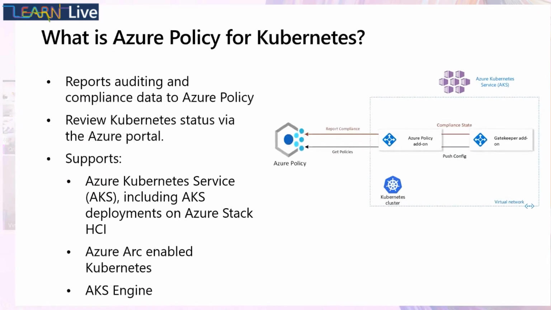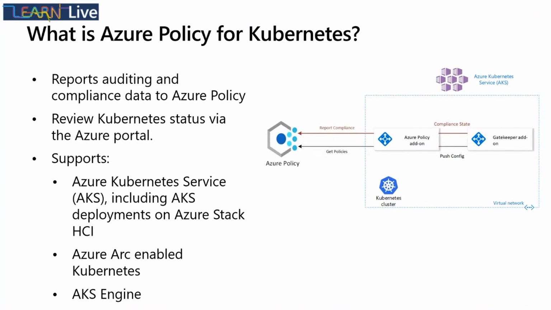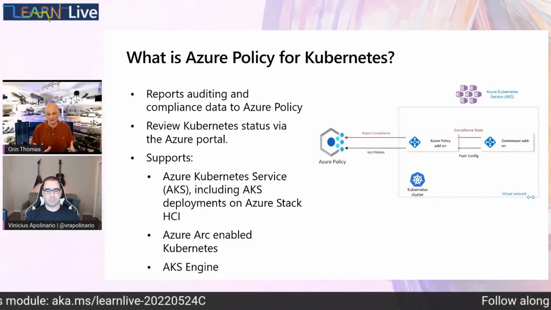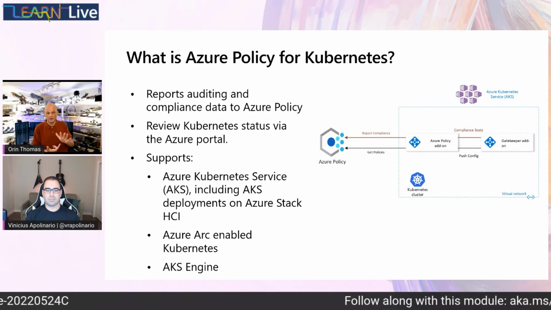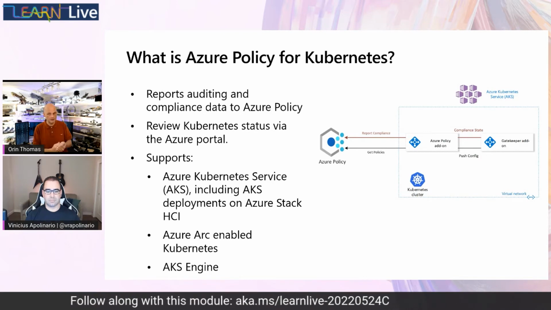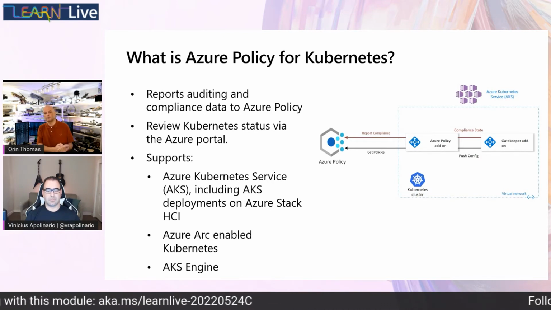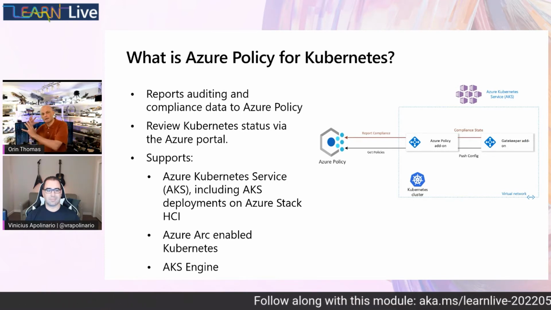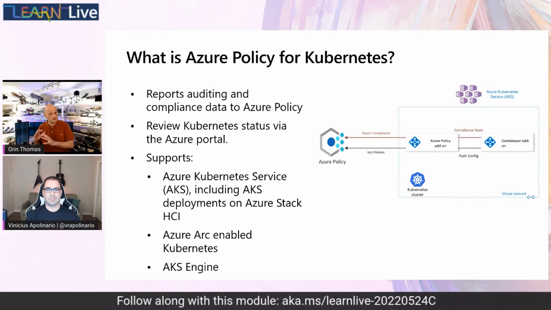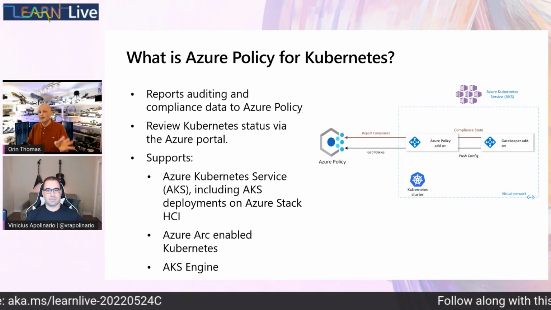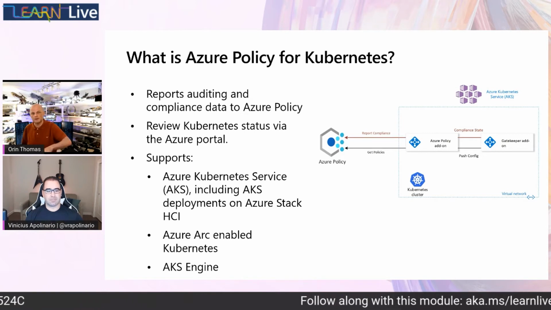So, Azure Policy for Kubernetes. It reports auditing compliance data to Azure Policy. It allows you to go into the Azure portal and review the Kubernetes status. Now, it supports Azure Kubernetes Service, including AKS deployment on Azure Stack HCI. Azure Stack HCI is Microsoft's special on-prem hyper-converged Azure fully connected box that lets you run Azure workloads on-prem, but one of the things it allows you to do is have a fully hyper-converged environment where most of the stuff's done for you through an Azure portal, or you can even manage it from Azure.